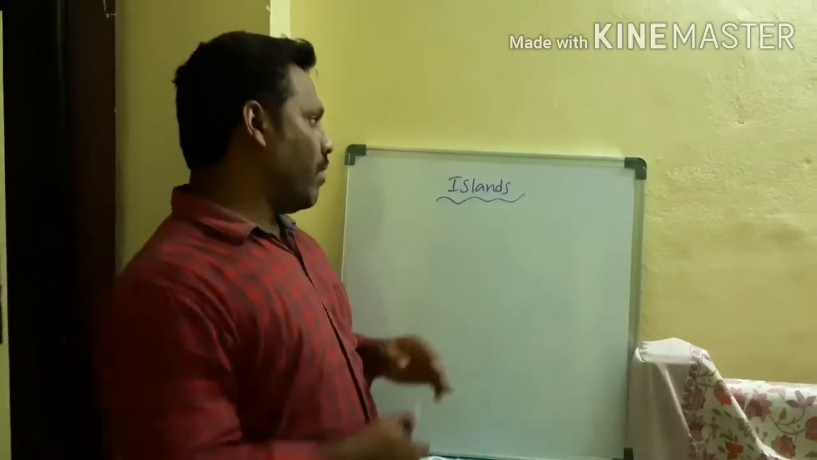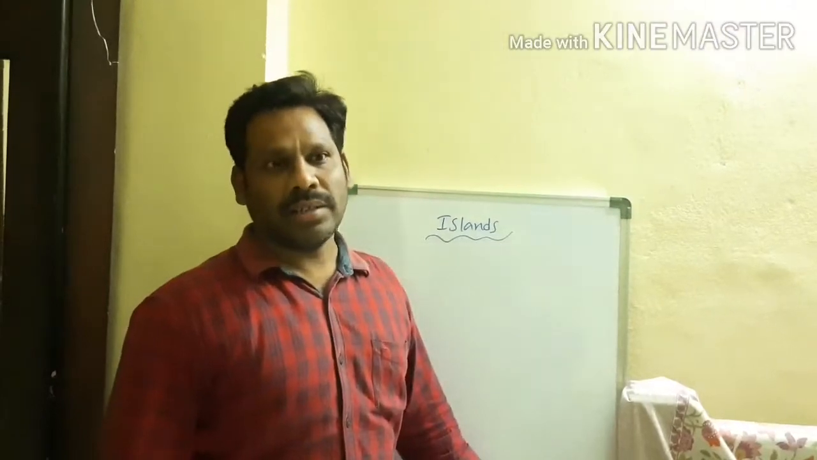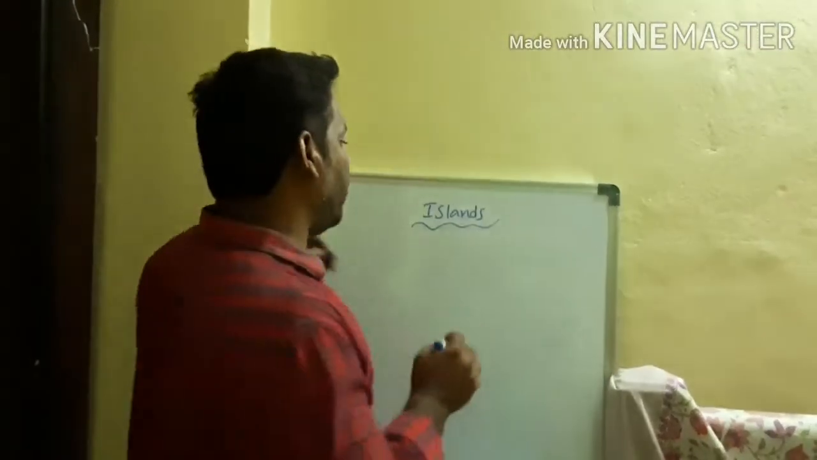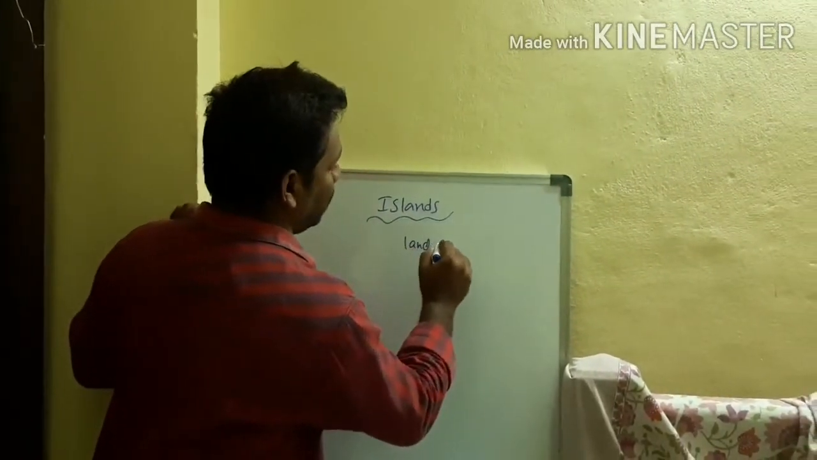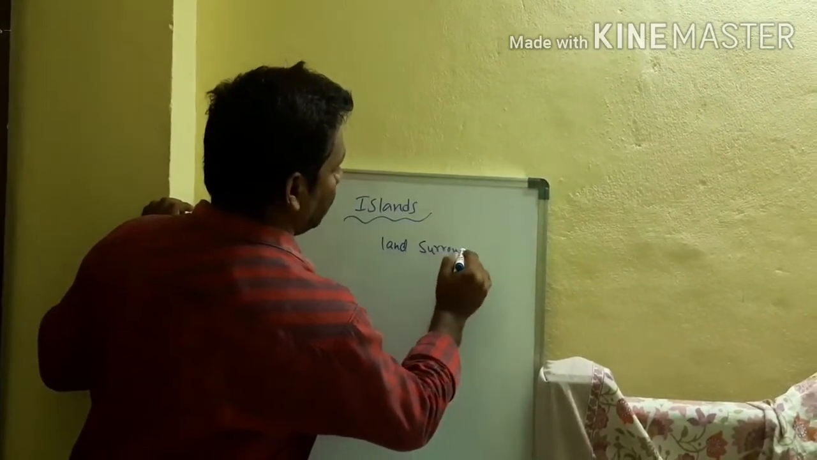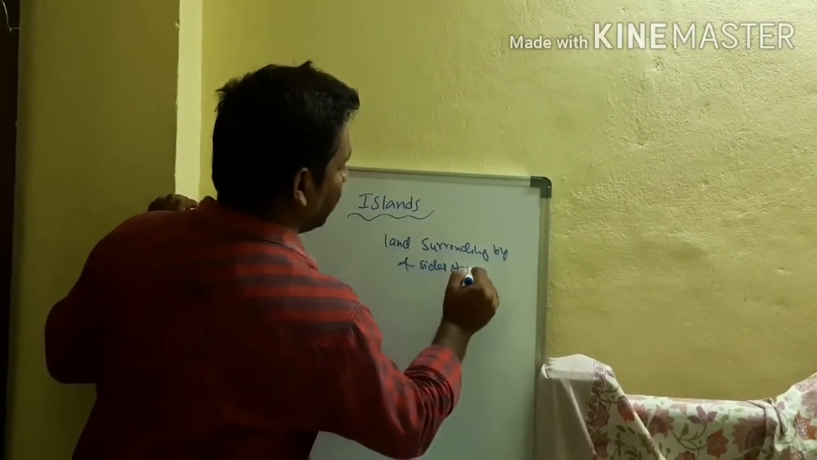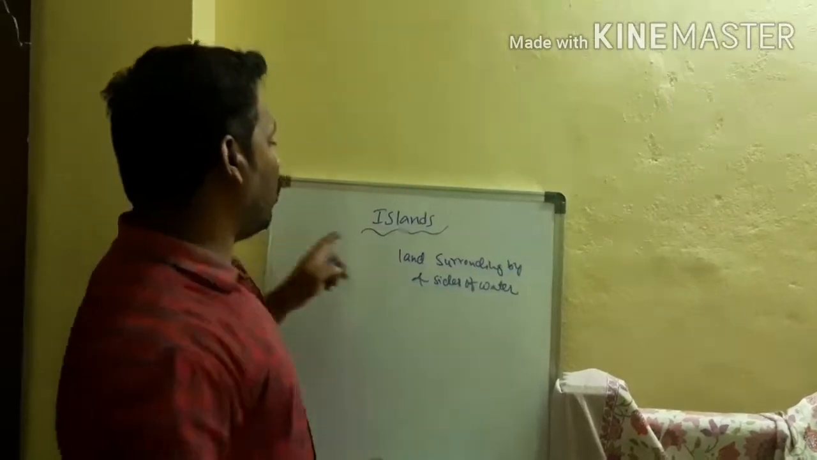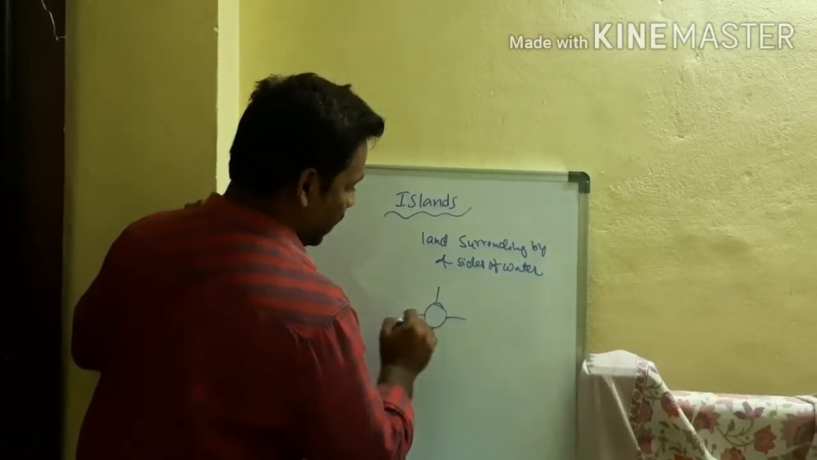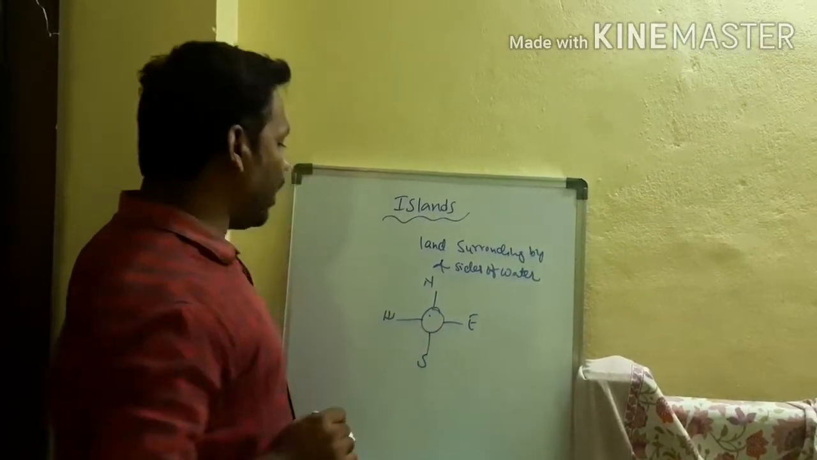Islands. What do you mean by islands? We discussed this topic earlier in the small classes like 3rd, 4th or 5th class, about the peninsula and the island. A piece of land surrounded on 4 sides by water is called an island. The 4 sides include north, south, east and west.